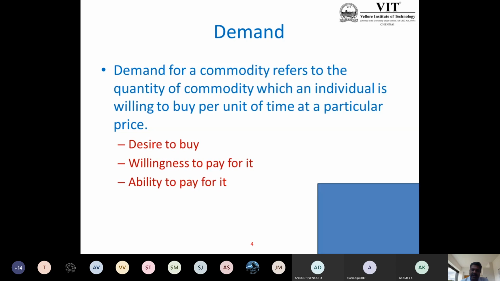To say that any product has demand, first of all, there should be a desire among the buyers to buy our product, and they should be willing to pay for us, and the ability they should have to pay for us. That means they should have enough money to pay for us. Then only we can say our product is having demand in the market. This we have already discussed in the previous class.